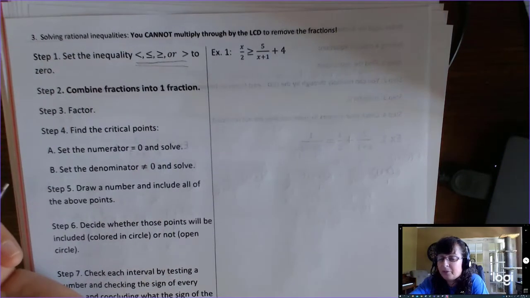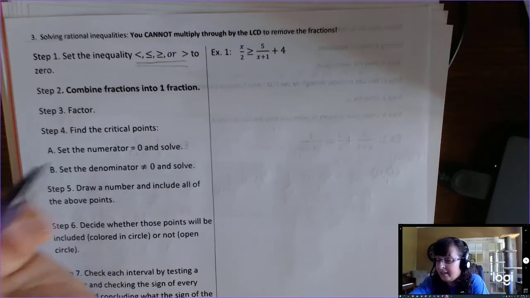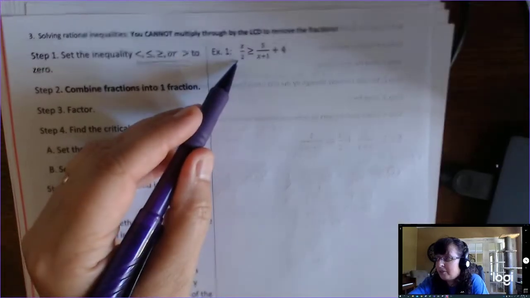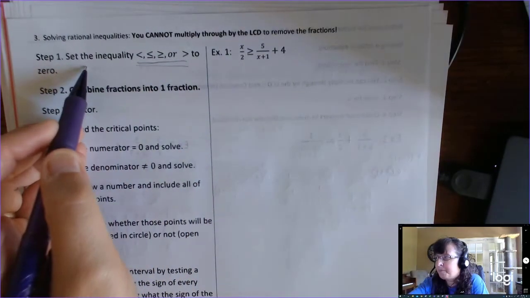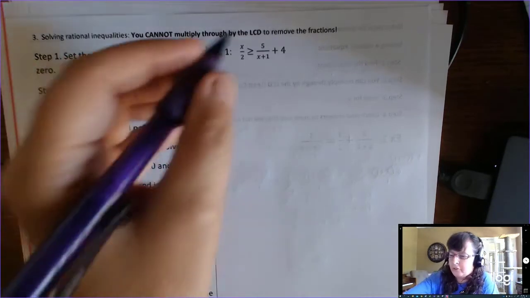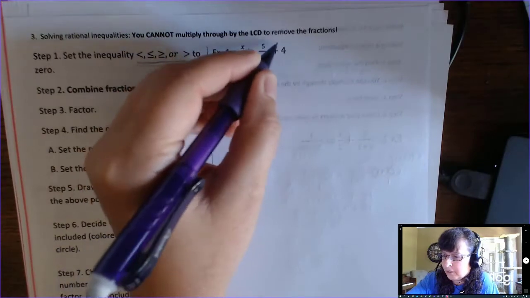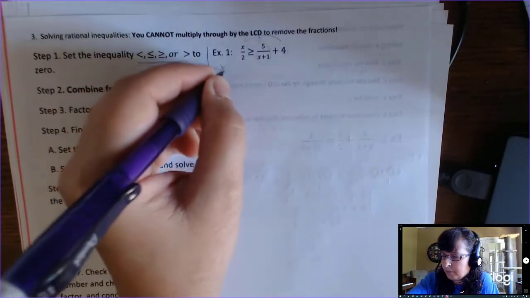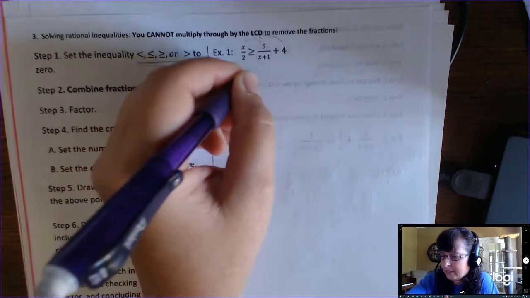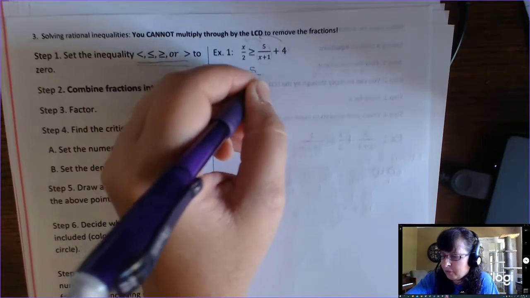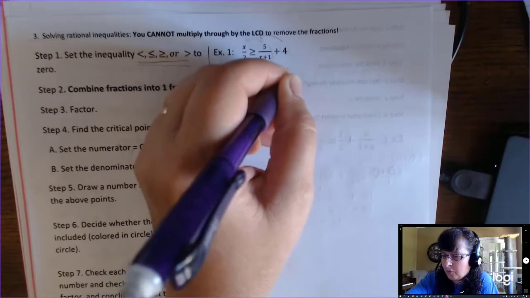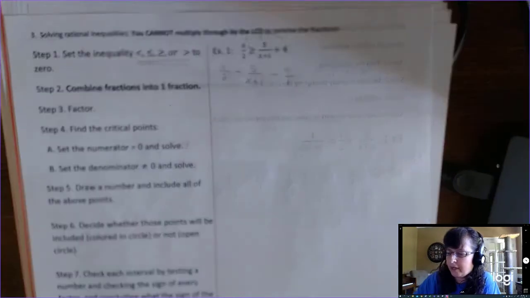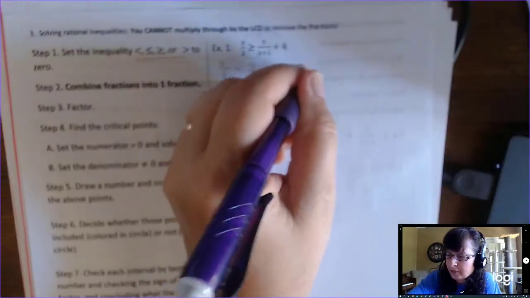You are stuck with the fractions. So even though this looks very similar, it's not. What we're going to do is set this inequality to 0. So I'm going to move these two terms over here to the left. Step 1: x over 2 minus 5 over x plus 1 minus 4 over 1, and I'm just going to make them all fractions, is greater than or equal to 0.